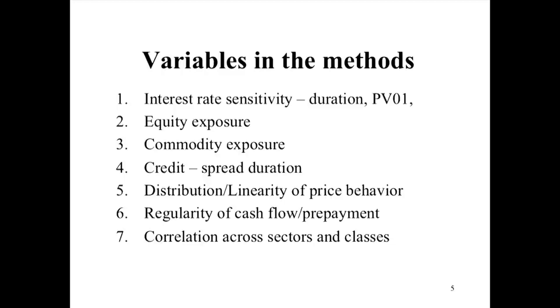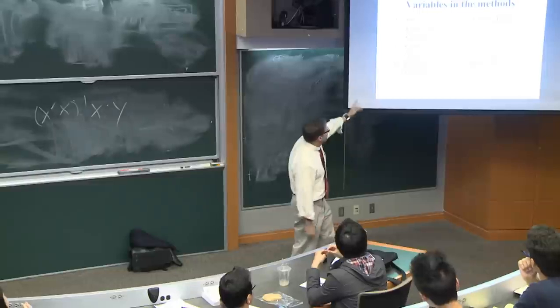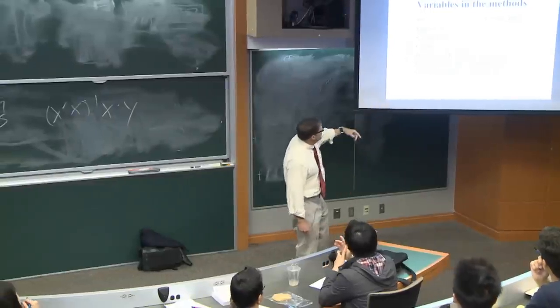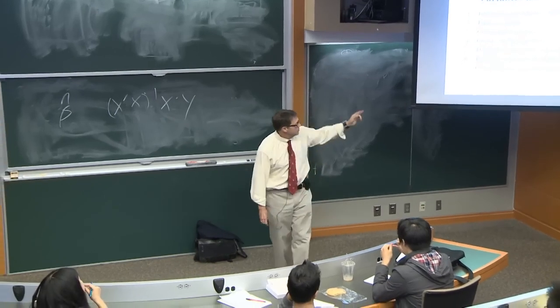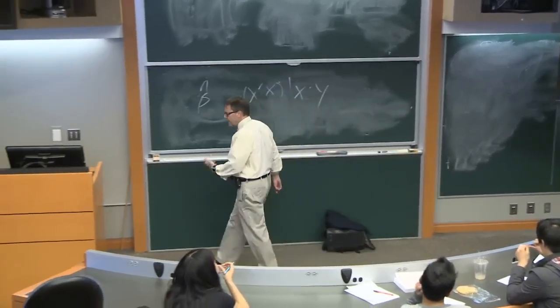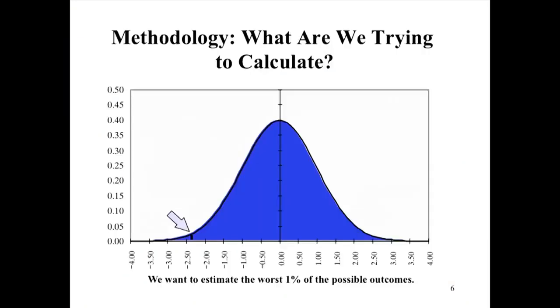A couple of key metrics. I don't want to spend too much time on this. Interest rate exposure: how sensitive am I to changes in interest rates? Equity exposure, commodity exposure, credit spread exposure. We'll talk about linearity. We won't talk too much about regularity of cash flows. We won't really get into that here. And we need to know correlation across different asset classes, and I'll show you what that means.